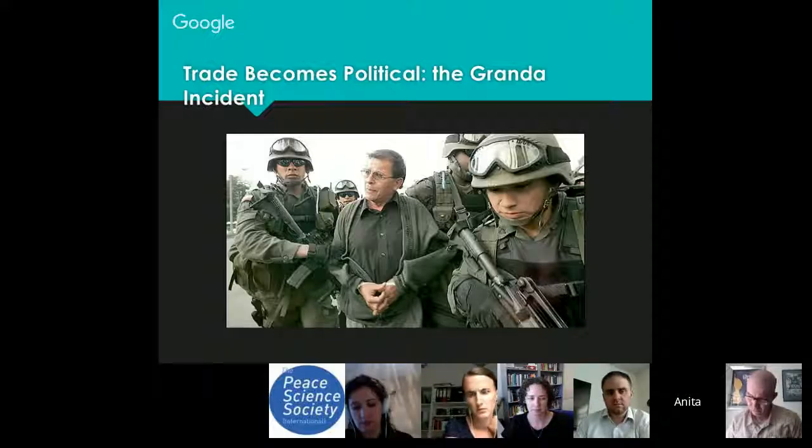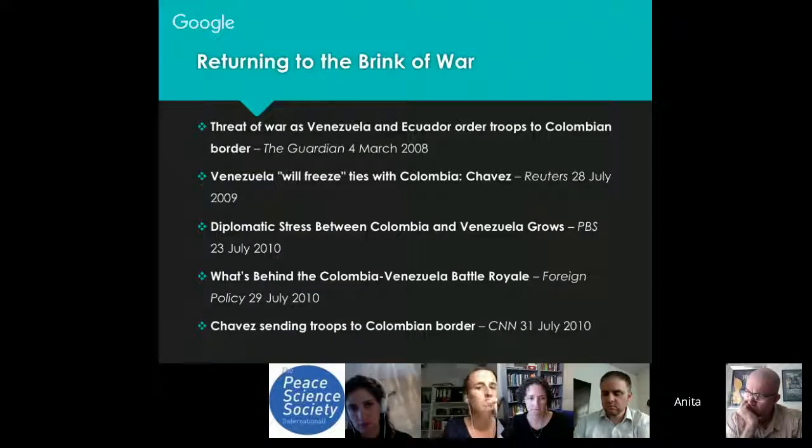In 2004, another member of FARC, Rodrigo Granda, was apprehended and transported to Colombia. And this was the first time, in protest, that Chavez cut off trade for 2 weeks. This is the first time trade was actually made a political issue. And if you cut off trade, it's the same economic logic as if you were going to use military force, right? So he does this many times. By 2009, they're close to war again, and he cuts off trade for about 9 months.